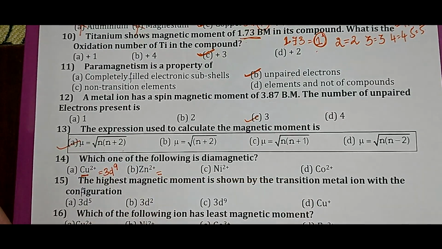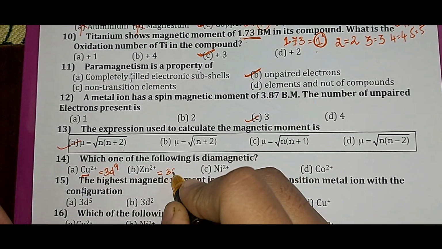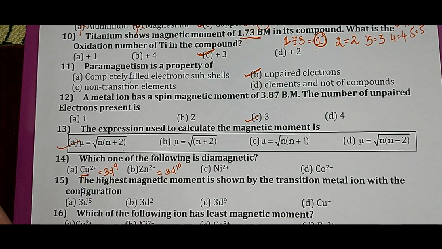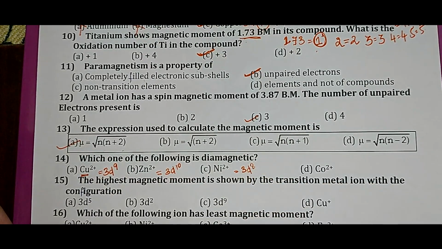Whereas in case of zinc, atomic number of zinc is 30. Its electronic configuration is 3d10 4s2. Due to the removal of 2 electrons, its electronic configuration becomes 3d10. Nickel, atomic number of nickel is 28. Its ground state electronic configuration is 3d8 4s2. Plus 2 indicates removal of 2 electrons, hence its electronic configuration is 3d8.